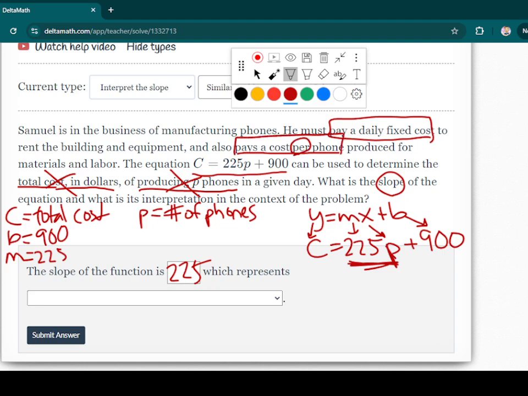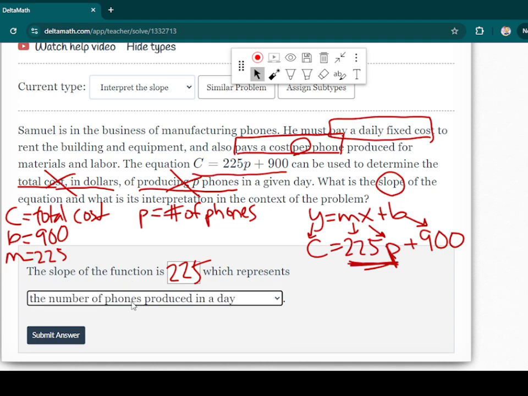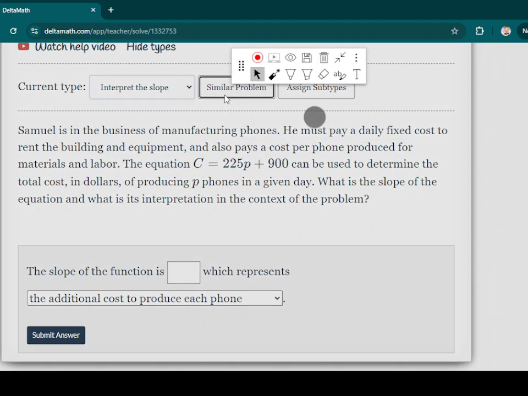Now, remember, our keyword per indicates slope. So that must mean that the cost per phone, let's see, is the 225, the additional cost to produce each phone. Now, when you're doing these problems, one option is to go through all of your answer choices and see what makes sense. But sometimes they'll be worded in ways that are intended to trick you. So my recommendation is probably to figure out what it must mean first, and then see what answer choice best matches that.